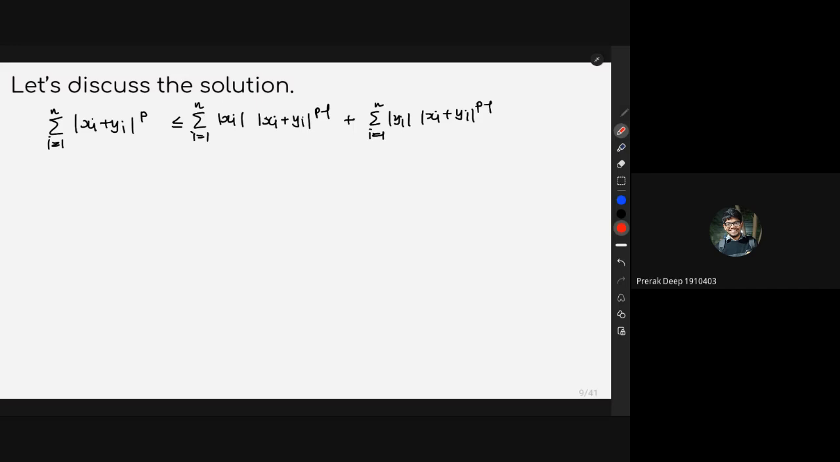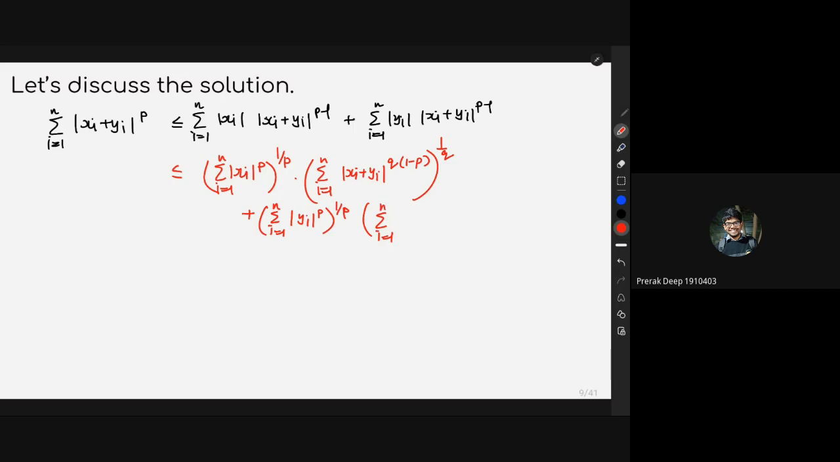Now I apply the Holder's inequality, and I get that this will be smaller than the summation of x_i to the power p, i going from 1 to n, whole power 1 over p, times summation i from 1 to n of (x_i plus y_i) to the power q times (1 minus p), whole to the power 1 over q, plus summation i from 1 to n of y_i to the power p, whole power 1 over p, times summation i going from 1 to n of (x_i plus y_i) to the power (p minus 1) times q, to the power 1 over q.